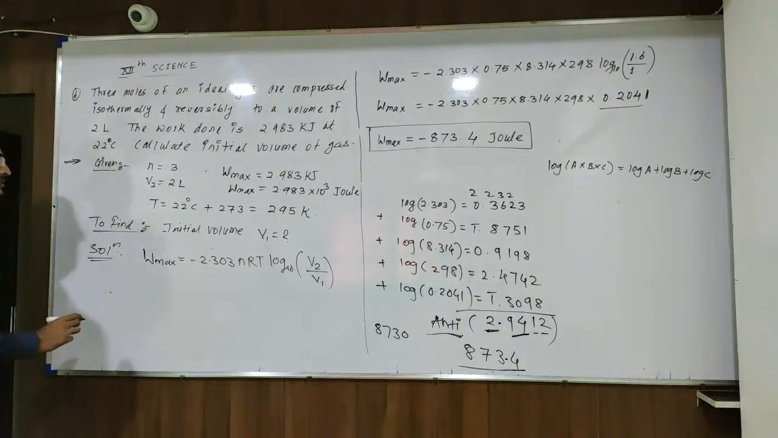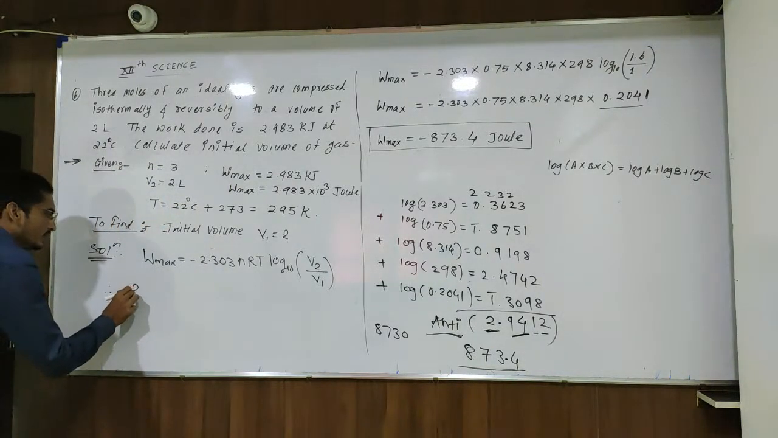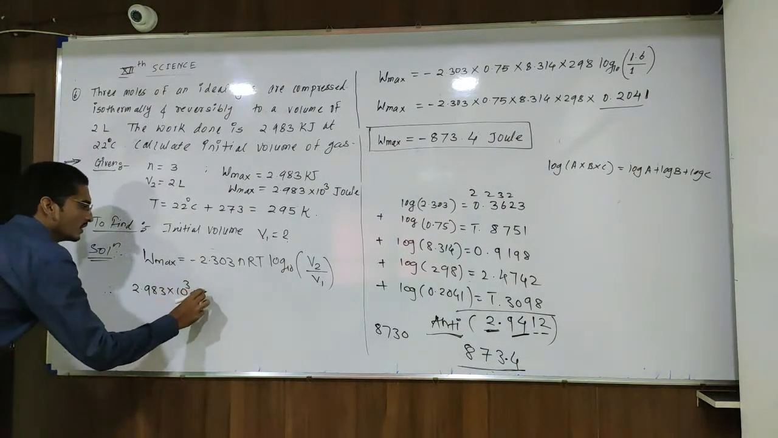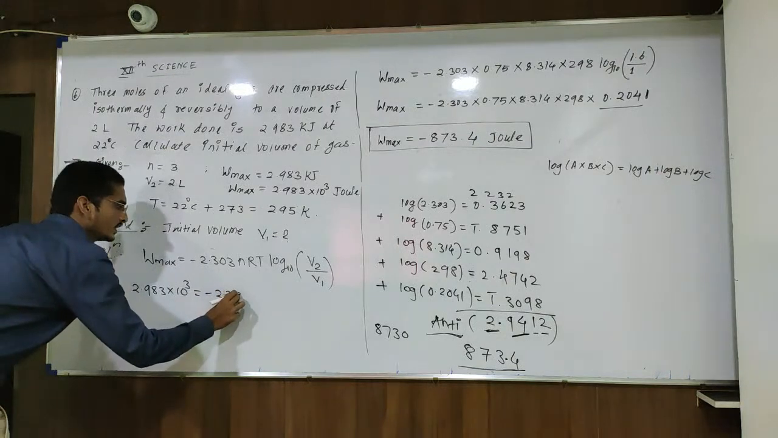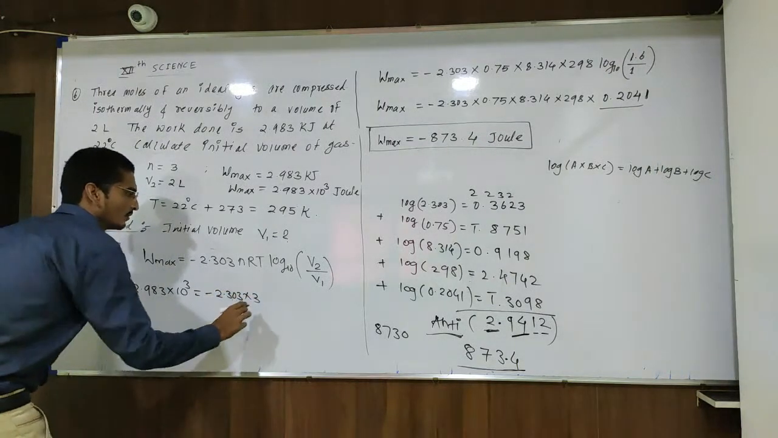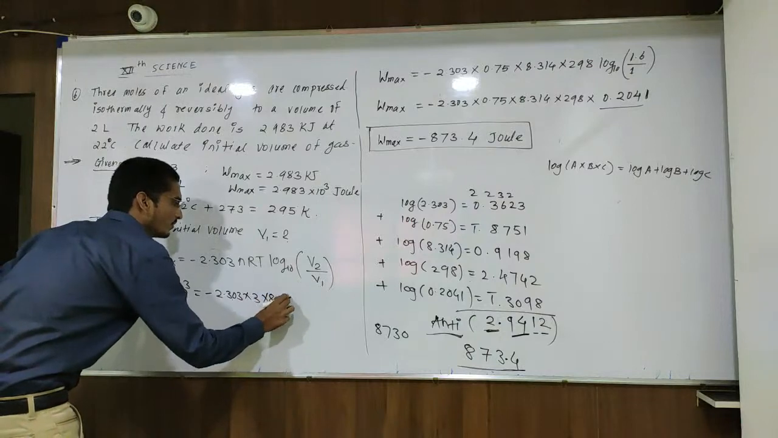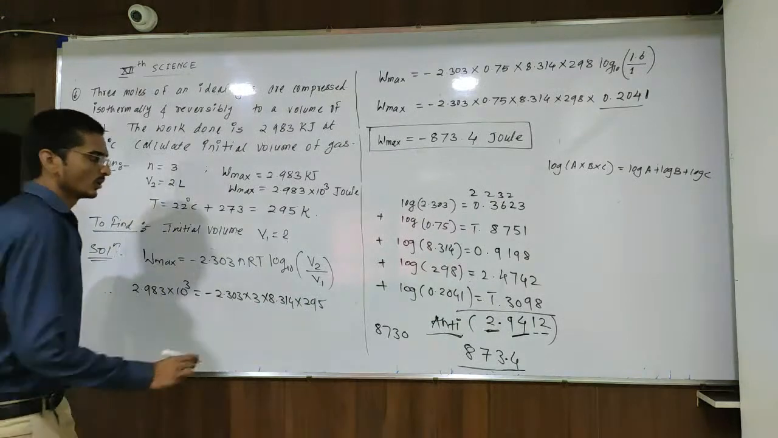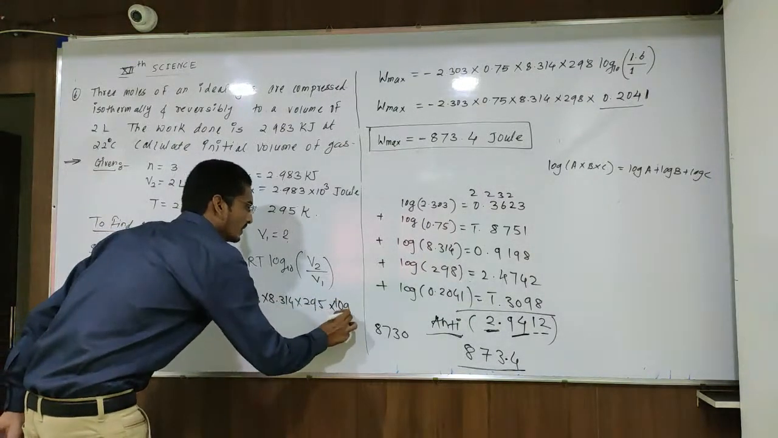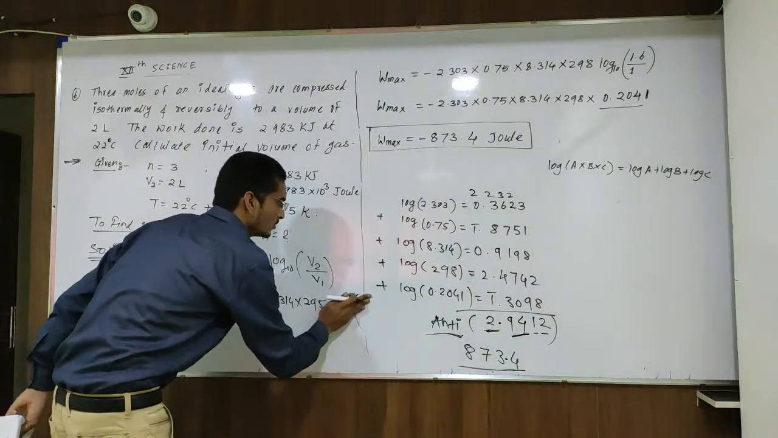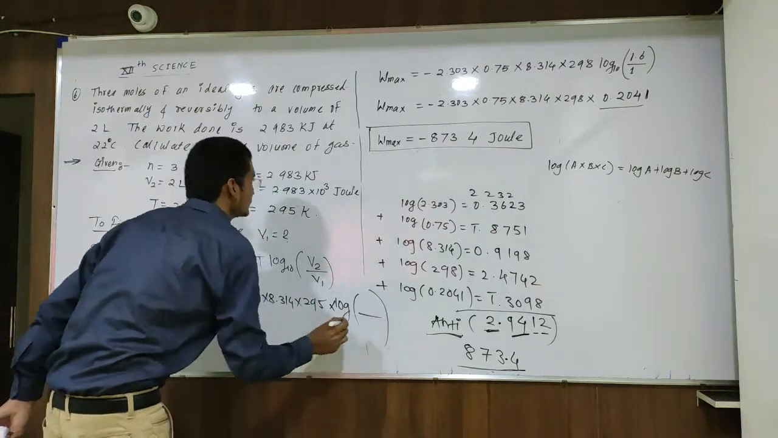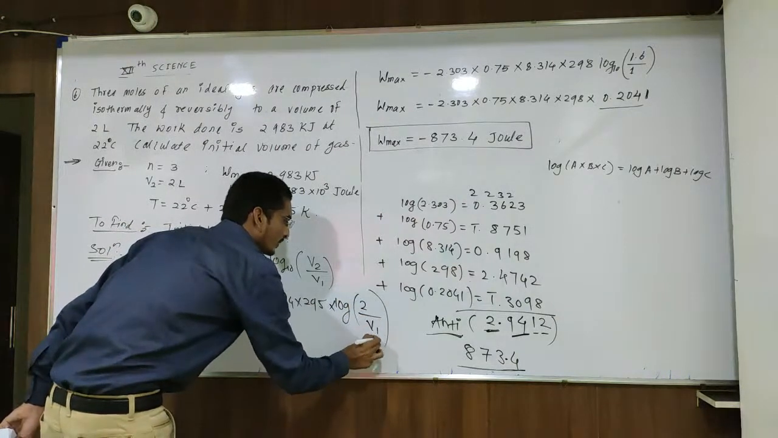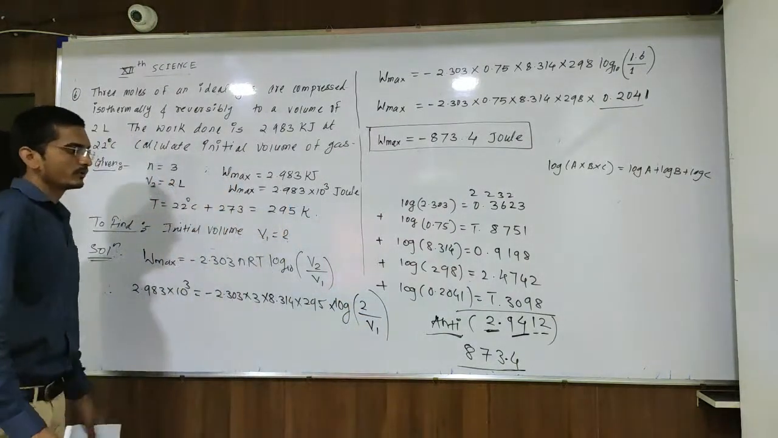Okay, so what is the value of W max here in terms of joule? It should be 2.983 into 10 raised to 3. Minus 2.303. What is the value of n? 3 moles. What is the value of R? 8.314. What is the value of temperature? 295. Okay. Log to the base 10. So what is the value of V2 here? V2 should be 2 liter. And you have to find out V1 here. So we write V1 as it is.